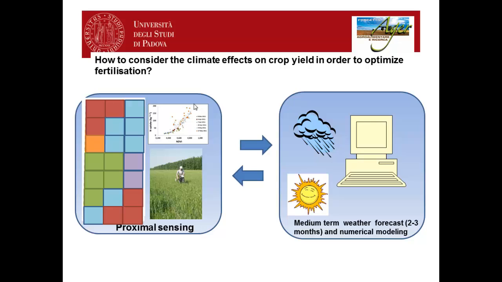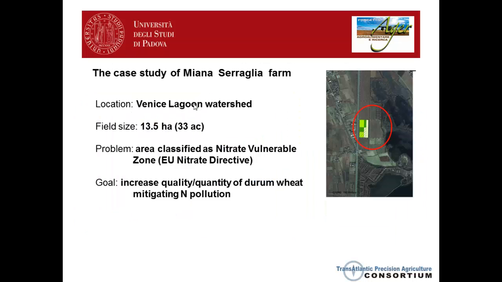I just wanted to go into detail now, showing a real case of our application. We work near the Venice Lagoon watershed in a field of about 33 acres. It is the Venice Lagoon watershed, and so the area is protected. It is considered vulnerable according to the European Nitrate Directive. So the aim of our work was to increase quality and quantity of durum while mitigating nitrogen pollution.